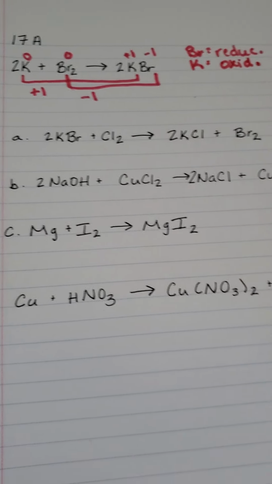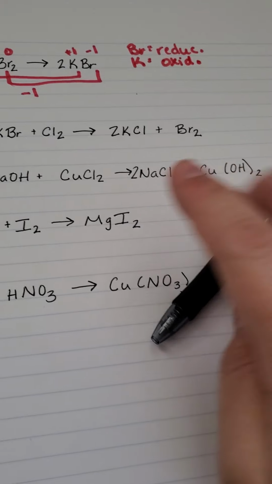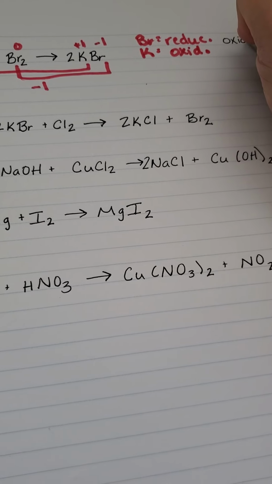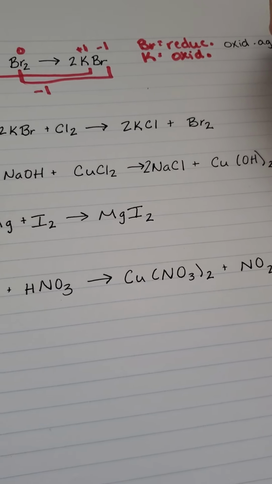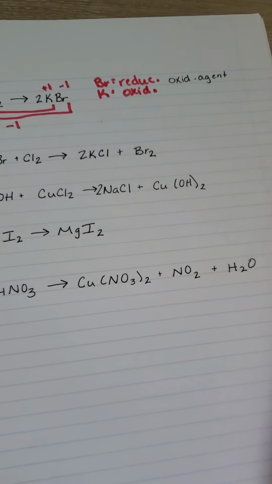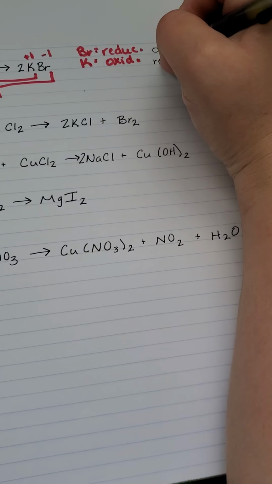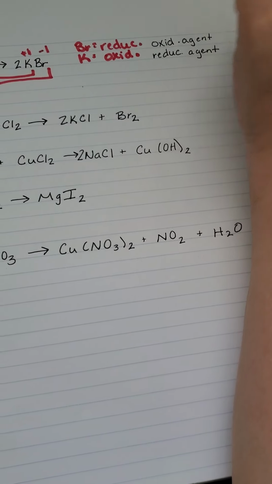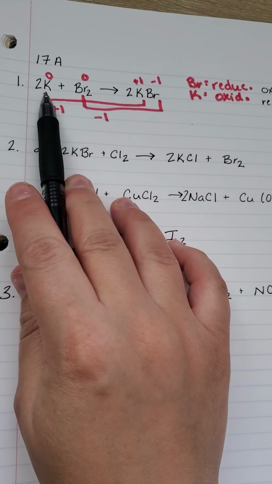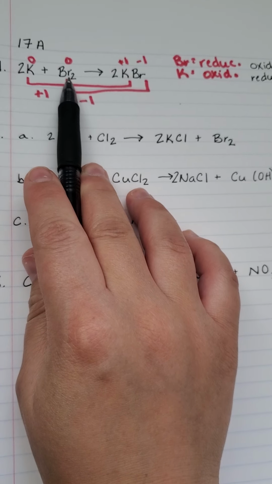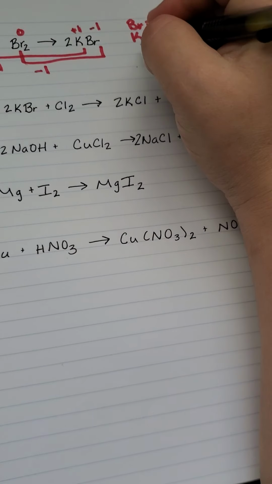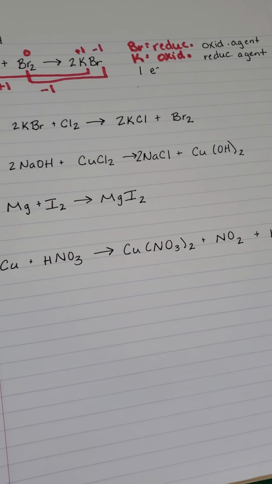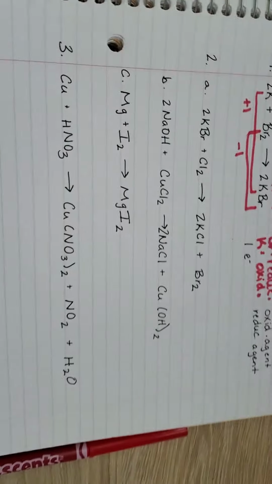Okay? Then remember, whatever is being reduced is going to be the oxidizing agent. So bromine is going to be your oxidizing agent. And that makes potassium, the one being oxidized, your reducing agent. And then the fact that potassium is giving 1 electron to Br2 means that only 1 electron is being transferred or exchanged. Okay?